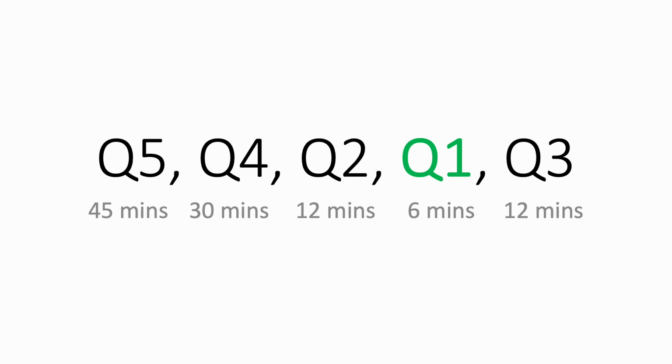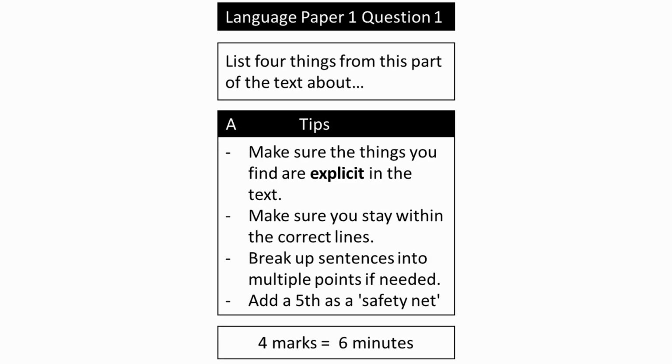So question 1 is your penultimate question, and we recommend that you spend no longer than 6 minutes on this question. So if we look at your mental model, you'll see that this question is always going to ask you to list 4 things from this part of the text about, and the exam board will decide what topic they want you to focus on.